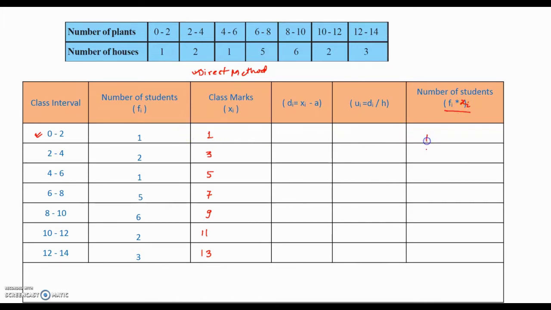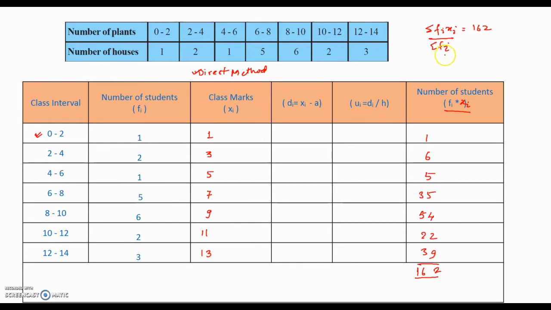1 into 1 is 1, 2 into 3 is 6, 5 into 1 is 5, 7 5s are 35, 9 6s are 54, 22, 13 3s are 39. Okay, and how will you calculate the sum? 9 plus 2 is 11, 4 is 15, 5 is 25, 31, 32, 2 3 is 35, 2 is 37, 5 is 42, and 3 is 45. So you get 162. Okay, sigma fi xi is 162.